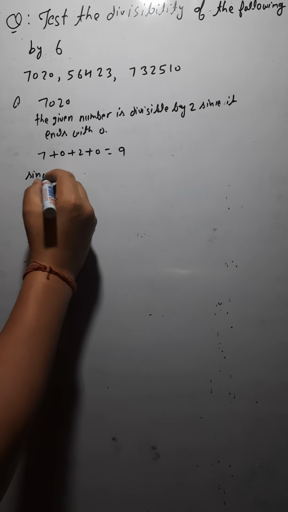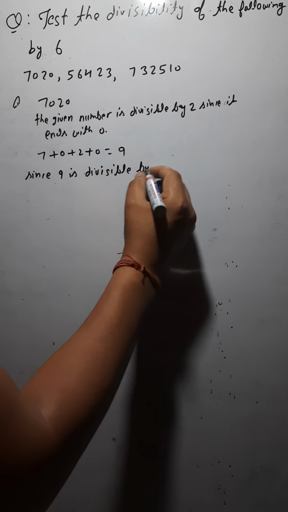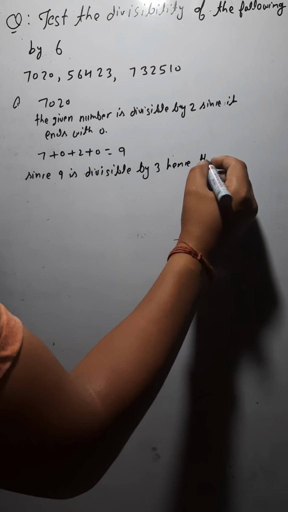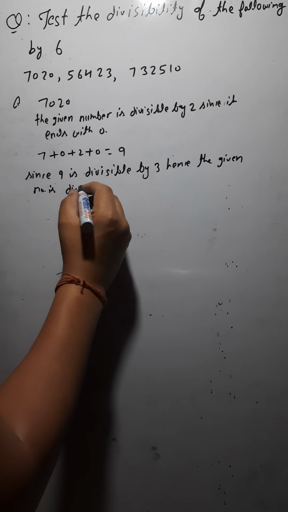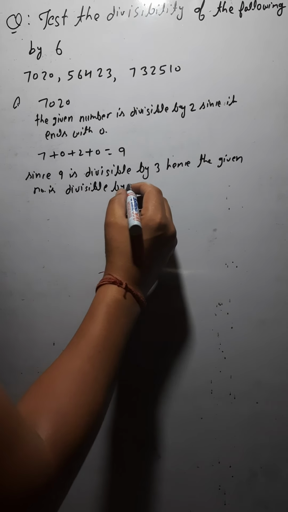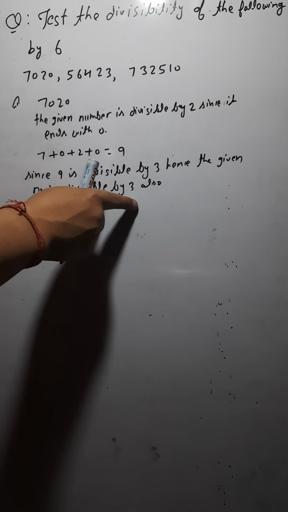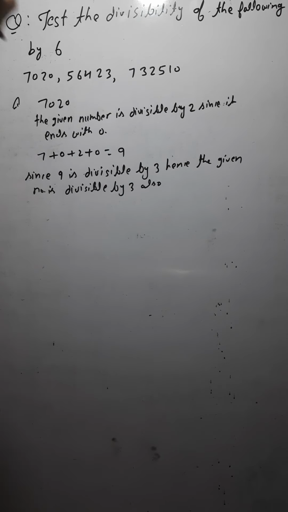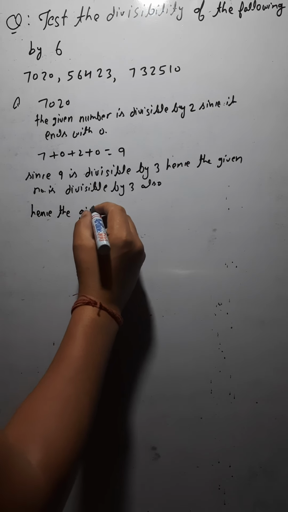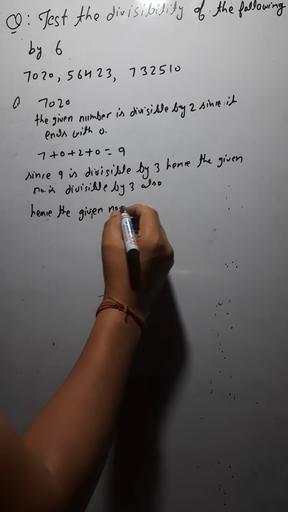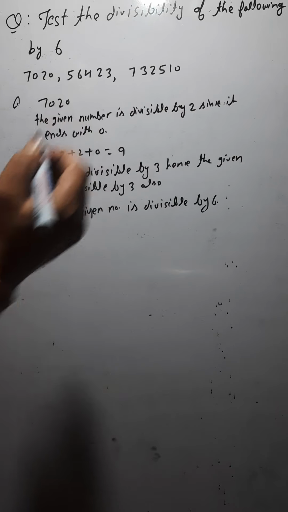So you write here, since 9 is divisible by 3, hence the given number is divisible by 3 also. So we have proved the given number is divisible by 2 as well as by 3. So hence the given number would be divisible by 6 also. So you would write here, hence the given number is divisible by 6. Are you getting this?